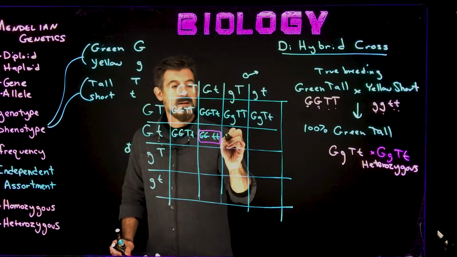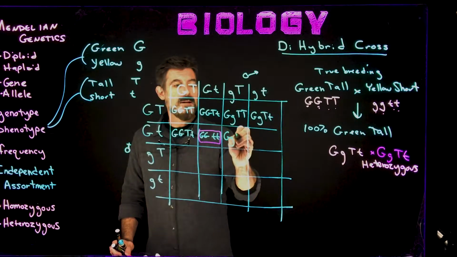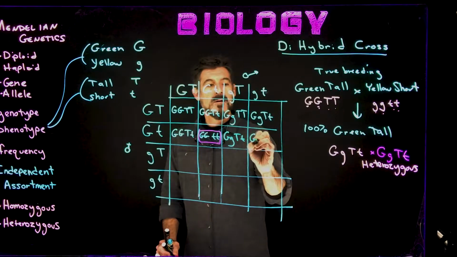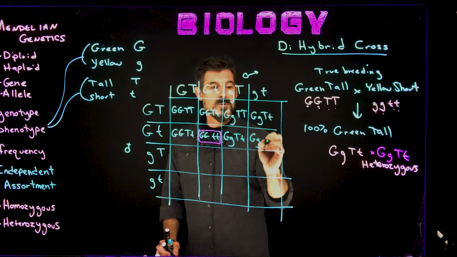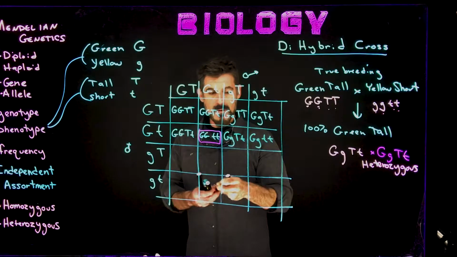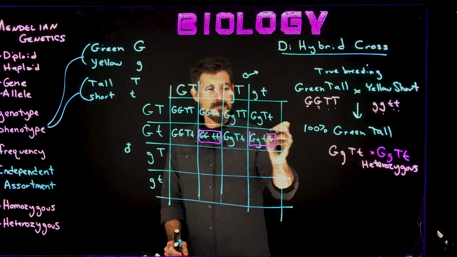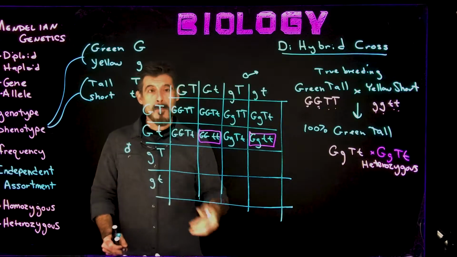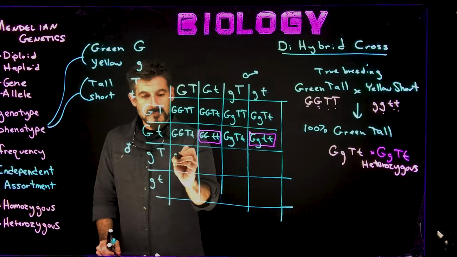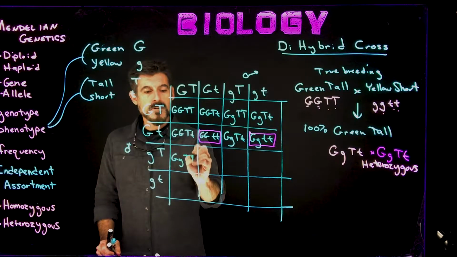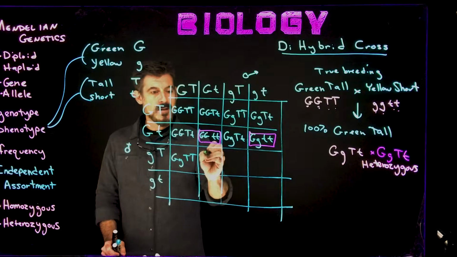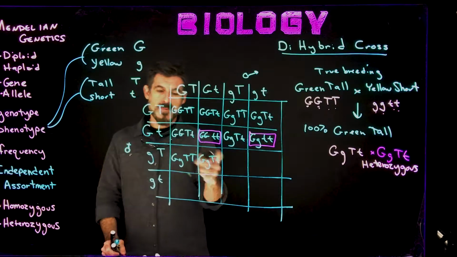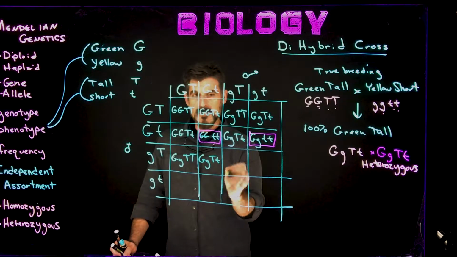Something different. Green with yellow still looks green. Tall with short still looks tall. That's the same as all these others. Green with yellow still looks green. Again, short with short. So now we see this. So now we see two of these green short individuals. Keep going. Green, yellow, tall, still green tall like the rest of these guys. Green, yellow, tall, short, same as the rest of these, the phenotype.